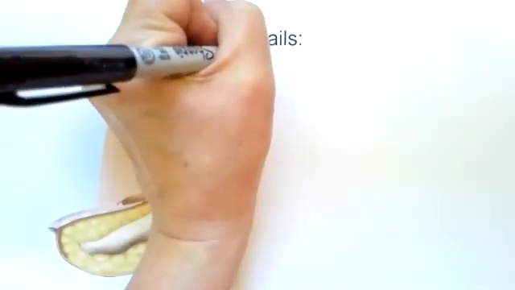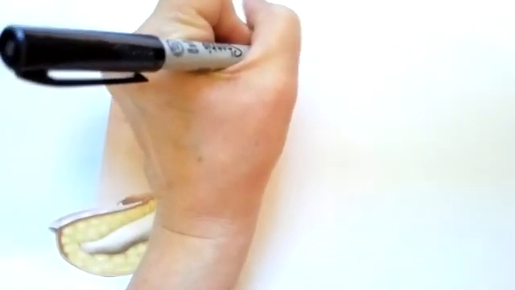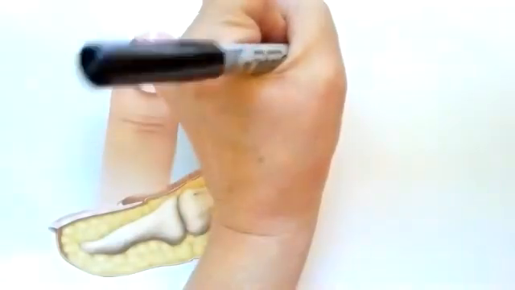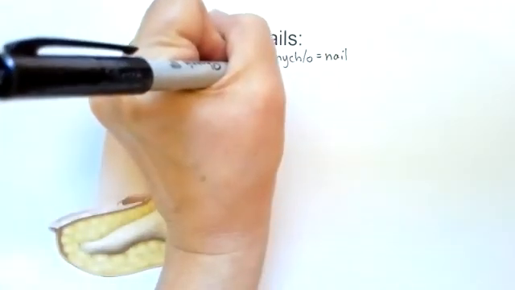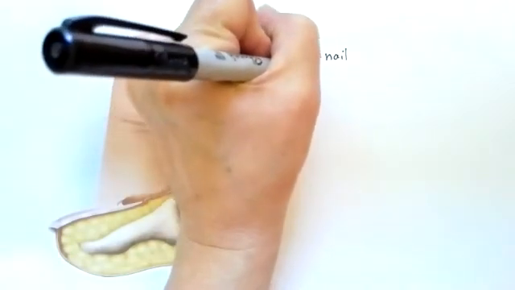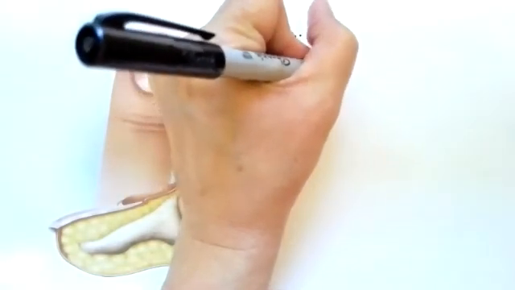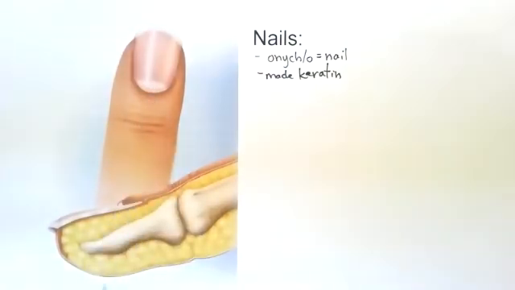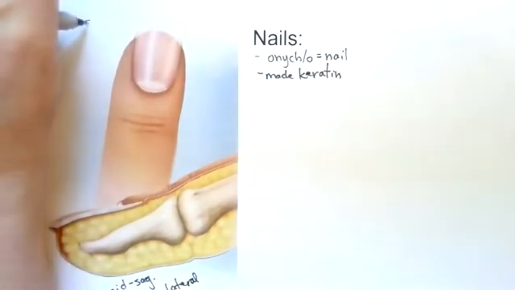The term for nails is onycho, O-N-Y-C-H-O, and that means nail. Again, they're made of keratin. And we have a superior view and we have a lateral view, mid-sagittal section. So we've got a mid-sag section. This is lateral. And I have a view that's superior.